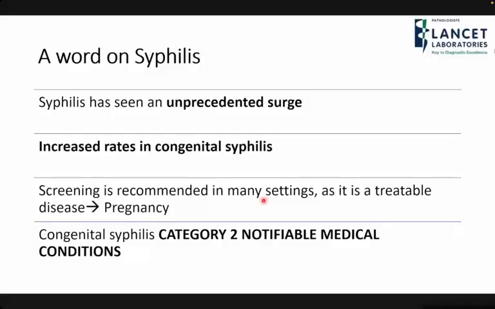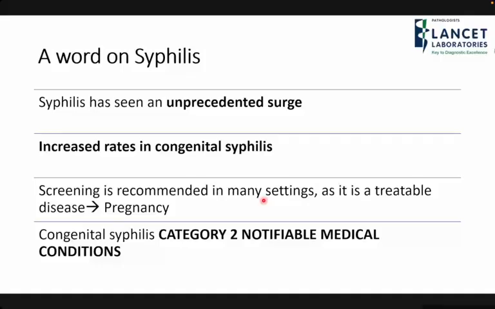So a word on syphilis. We're getting more and more syphilis in the public sector, even congenital syphilis as well. The theories are maybe there's a decreased use of barrier methods. We don't know whether even PrEP could be driving this, because people feel unprotected. And then the use of things like azithromycin and doxycycline as well.